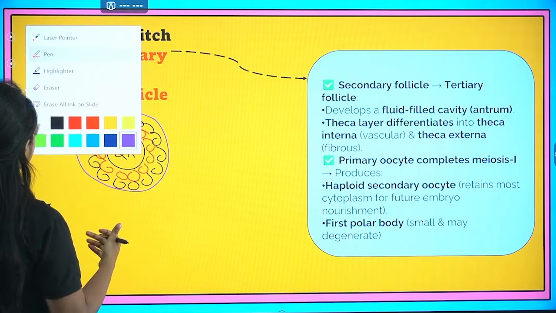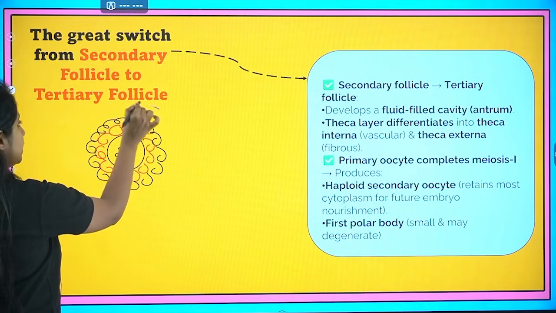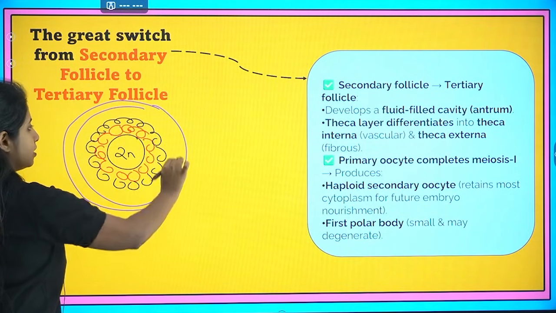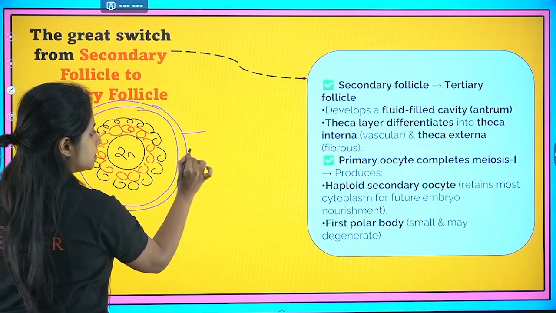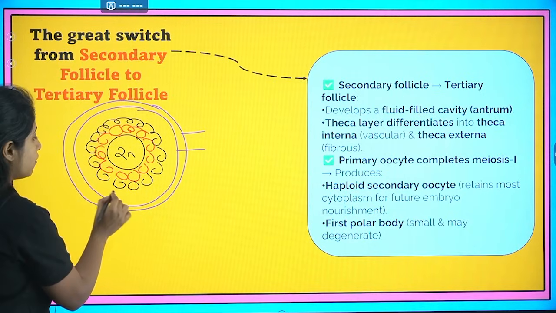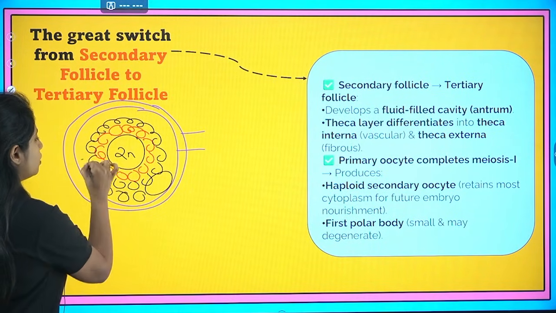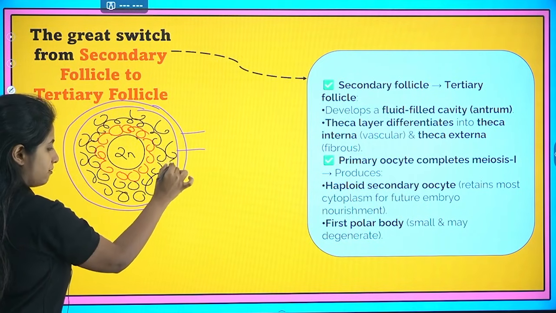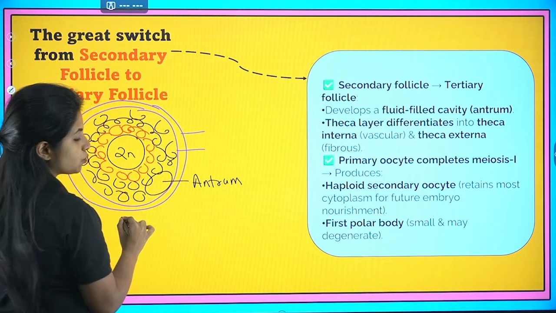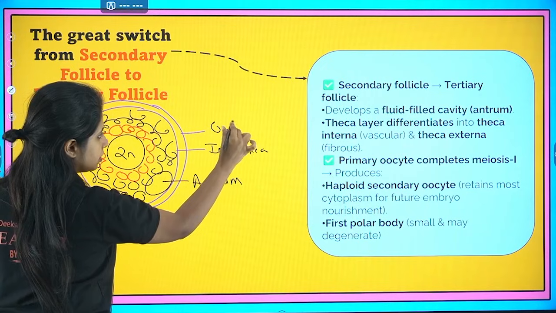So what exactly happens in the tertiary follicle? A few changes happen. One very important thing: the theca layer differentiates into the inner theca interna and the outer theca externa. So this is the outer theca layer and this is the inner theca layer. Apart from that, there are a few more granulosa cells, and a cavity is going to be formed. What do you call this cavity? This cavity is known as the antrum. This is the inner theca and this is the outer theca.